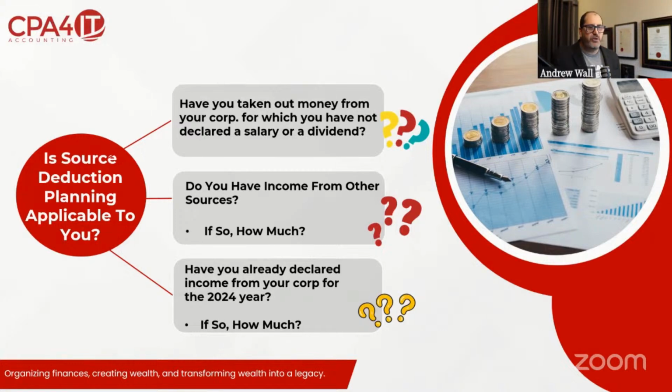Now, if you're planning to account for the money you've withdrawn from your corporation as a dividend, dividends don't have a source deduction associated with them. There's no money withheld from a dividend and remitted to the government on behalf of the shareholder. So if you're planning to do dividends, you probably don't need to worry about any source deduction planning right now.